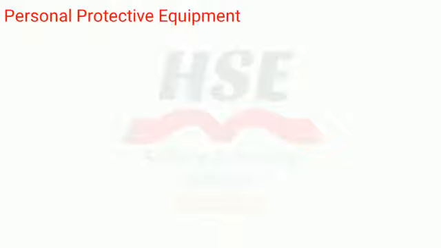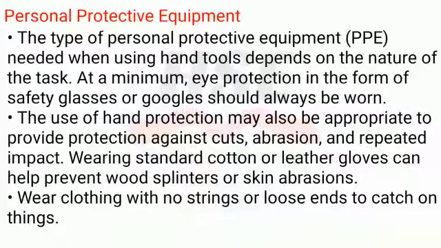Personal protective equipment. The type of personal protective equipment, PPE, needed when using hand tools depends on the nature of the task. At a minimum, eye protection in the form of safety glasses or goggles should always be worn. The use of hand protection may also be appropriate to provide protection against cuts, abrasion, and repeated impact. Wearing standard cotton or leather gloves can help prevent wood splinters or skin abrasions. Wear clothing with no strings or loose ends to catch on things.